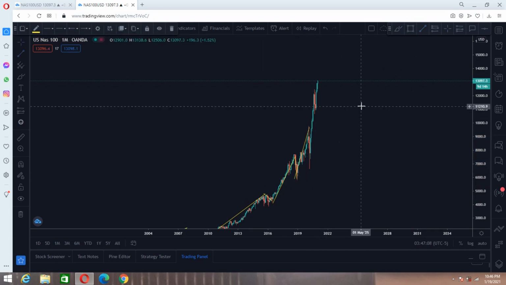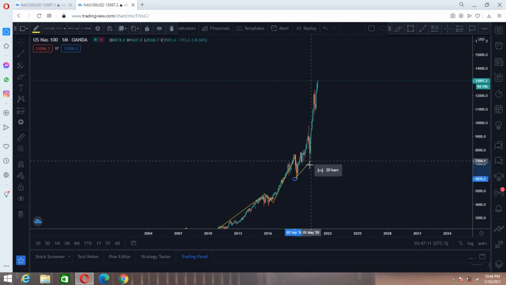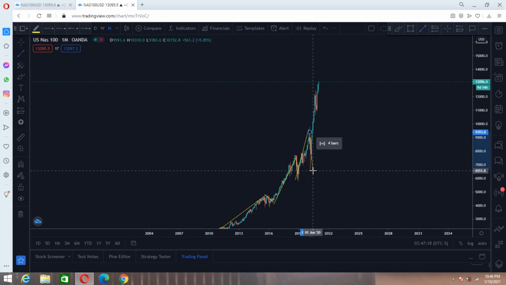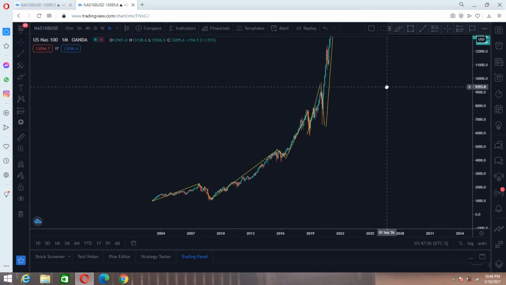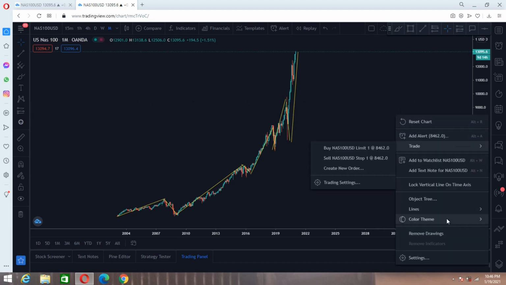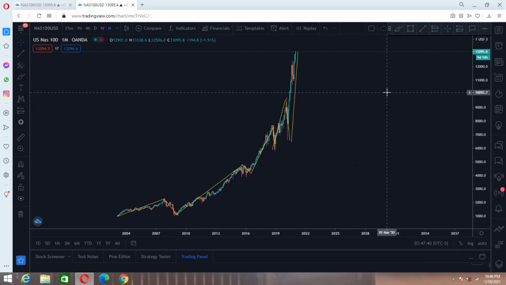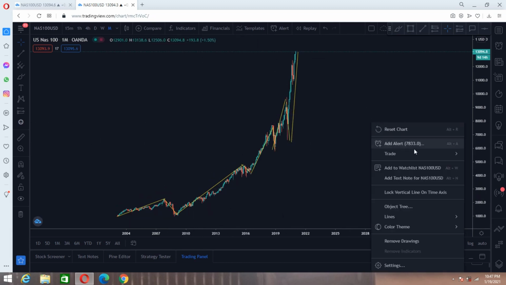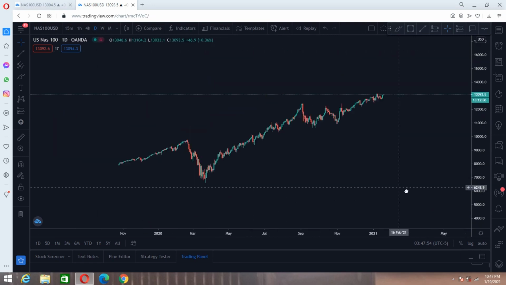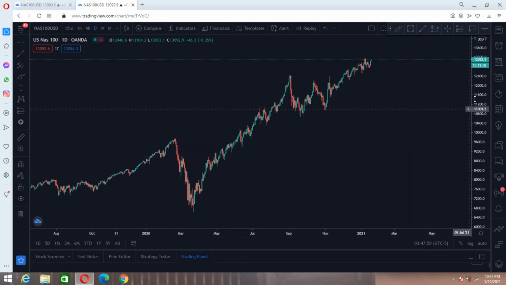Impulse, correction, then impulse. You can see that the momentum for NAS 100 is to the upside. So we're gonna go down to smaller time frames. As you can see, it has been rejecting, showing us that we're still going to the upside. So let me just go down to the daily time frame so I can show you what I see on NAS 100.